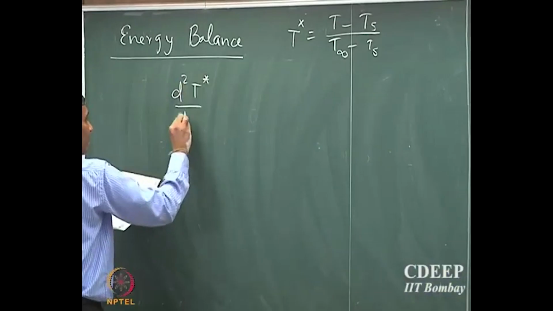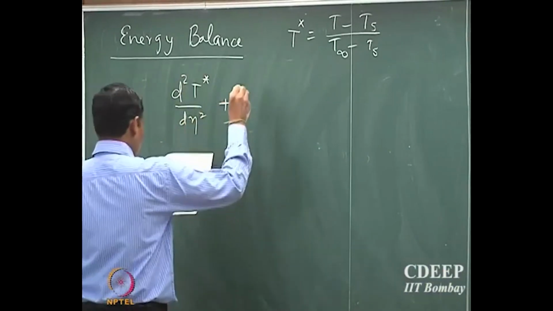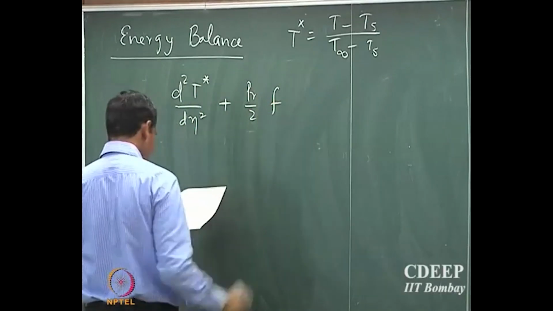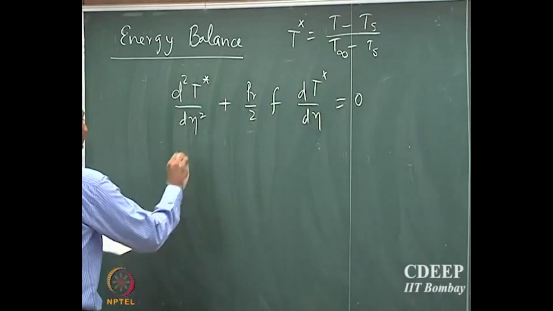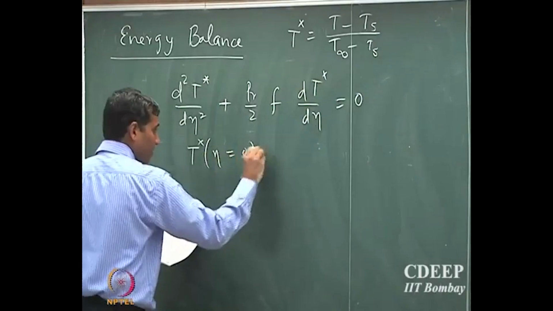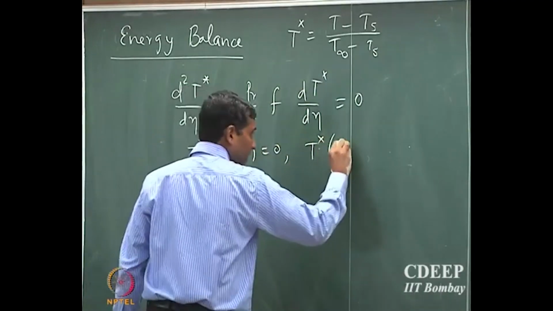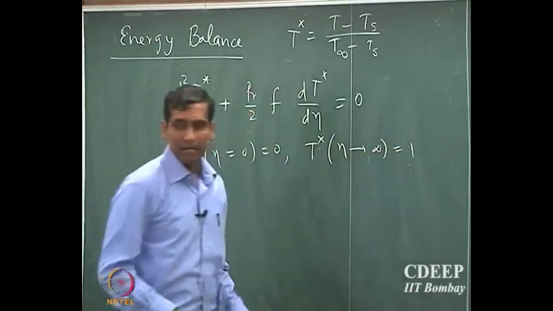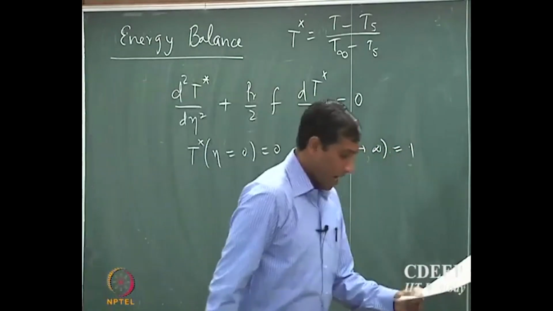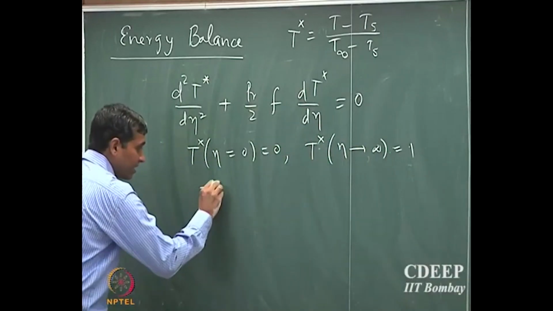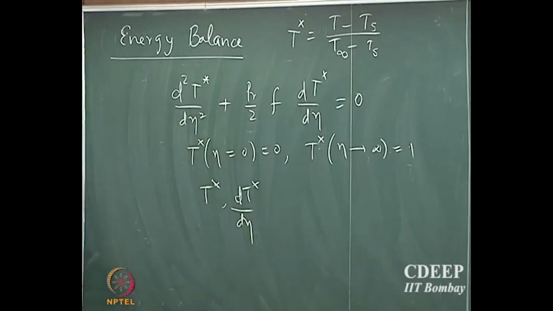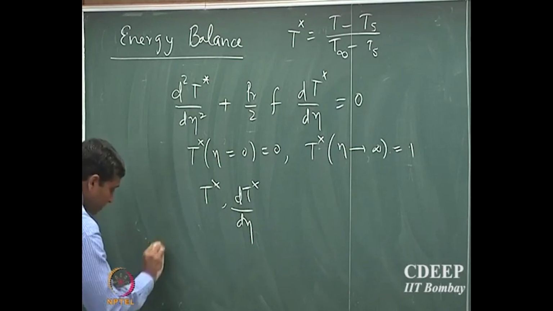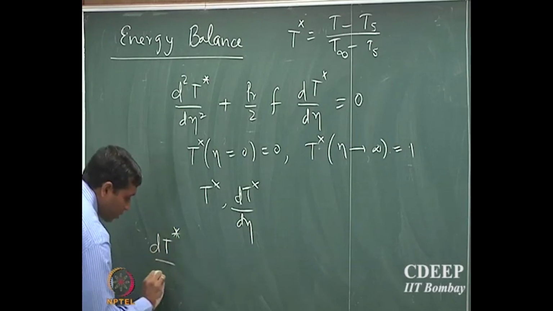T star by d eta square plus Prandtl number by 2 into F into dT star by d eta equal to 0, and T star at eta equal to 0 is 0, and T star as eta going to infinity is equal to 1. Okay. So that's the functional form, and once again you can find T star, dT star by d eta. So if we know these two quantities, then we should be able to find the heat transport coefficient.